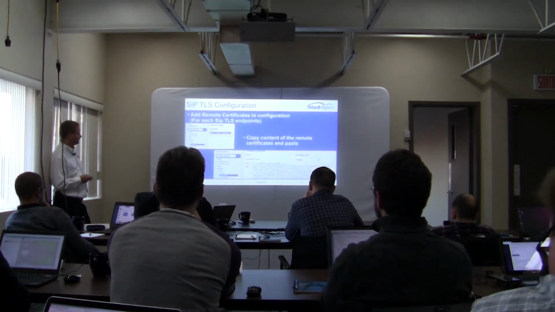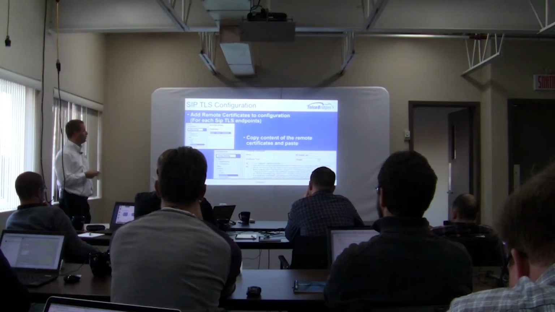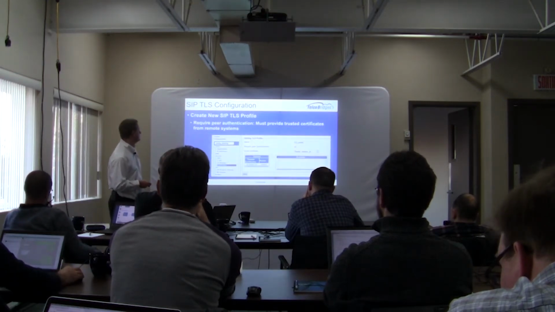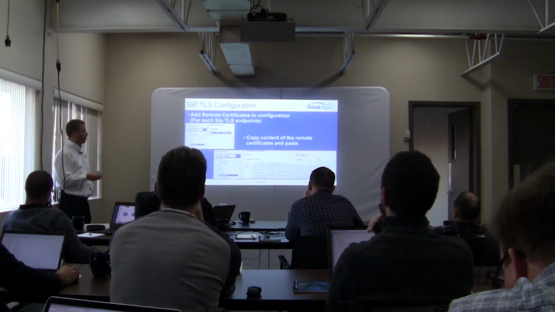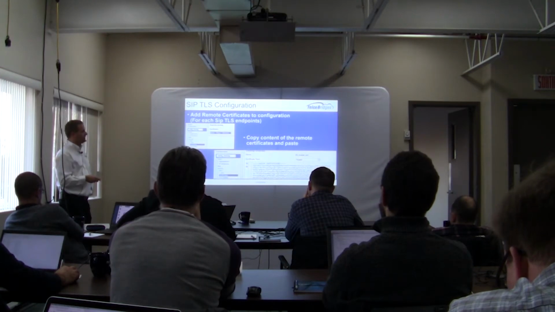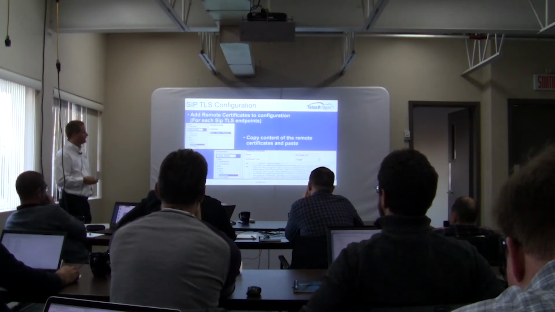Then you need to add the remote certificates. These are the ones that the other end will be using. So you need to import those CRT files inside your certificates. Here it says trusted. There are three modes. One is the local, so that's the one we added. That's the one we use locally. Trusted is the remote one, and there's another mode that is called intermediate. I don't have any example on intermediate, only trusted and local.